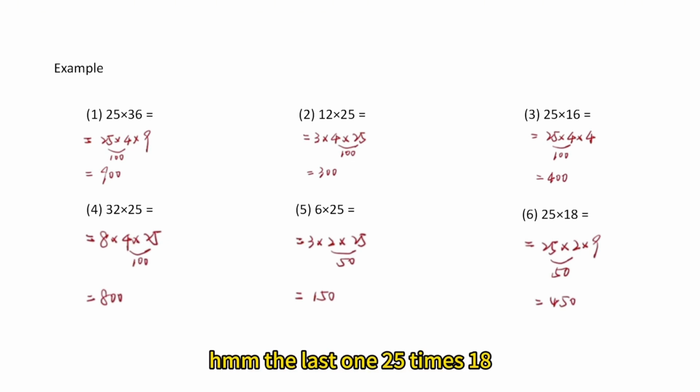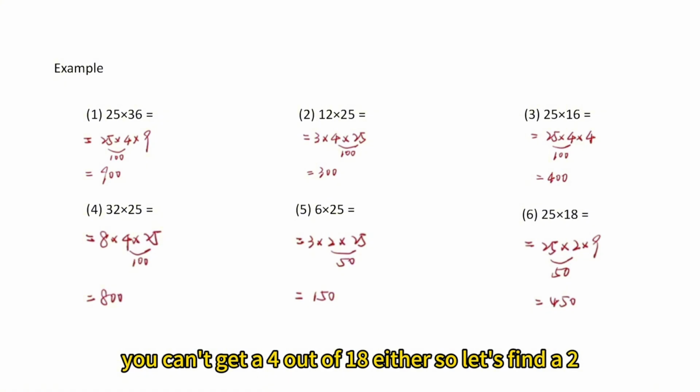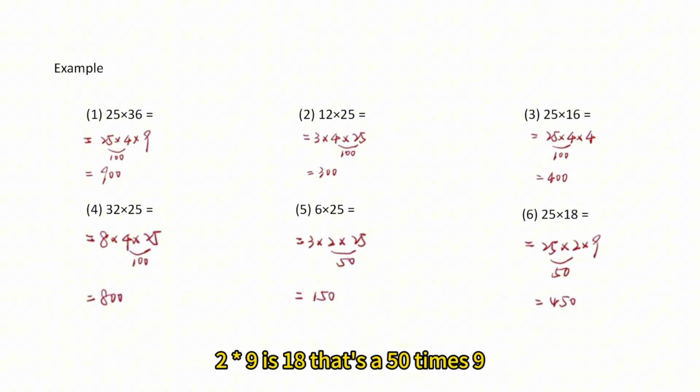You see. The last one. 25 times 18. You can't get a 4 out of 18 either. So let's find a 2. 2 times 9 is 18. That's a 50 times 9. 5 times 9 is 45. So 450. All right. Come on.